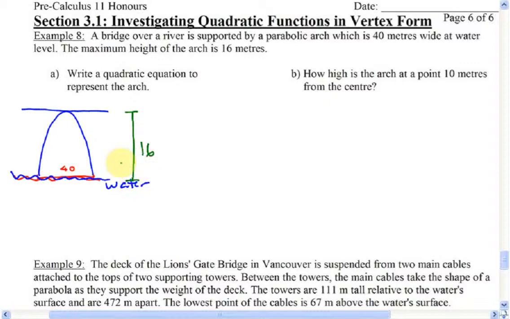Now, here's the deal. Listen up. This is important. It says, write a quadratic equation to represent this arch. I want you to come up with an equation that describes this parabola. Now, there are multiple correct answers. But there's one answer that's easier to find than other ones.